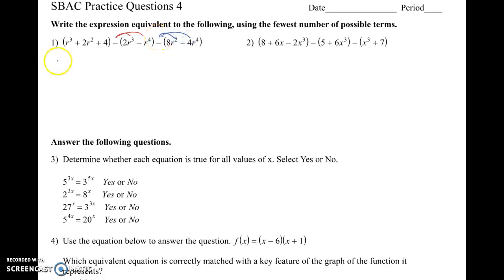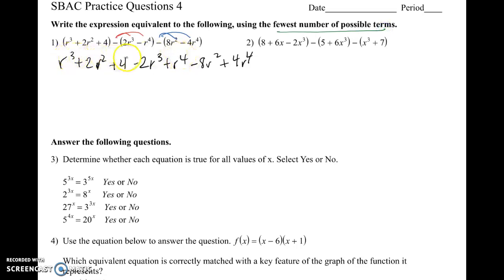So I'm going to get r cubed plus 2r squared plus 4 minus 2r cubed plus r to the 4th, because I'm distributing that negative. Distributing this one, I'm going to get negative 8r squared plus 4r to the 4th. And now it says with the fewest possible terms, which means I need to combine like terms.